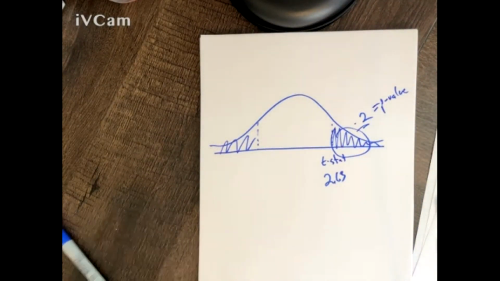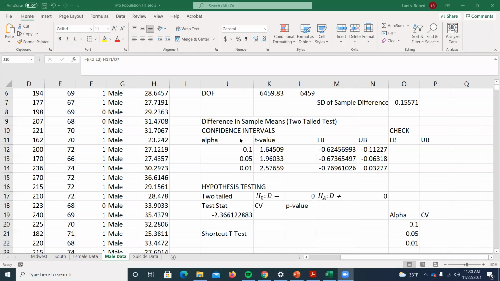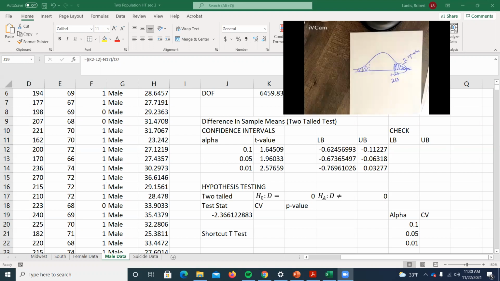Okay. So go back to Excel. All right, I've got that test statistic. Oh, I actually had a test statistic of negative 2.36, but that shouldn't change anything, right? It actually just makes it easier because now I just find the area in this lower tail and multiply it by 2. Okay, so how do I do that in Excel?